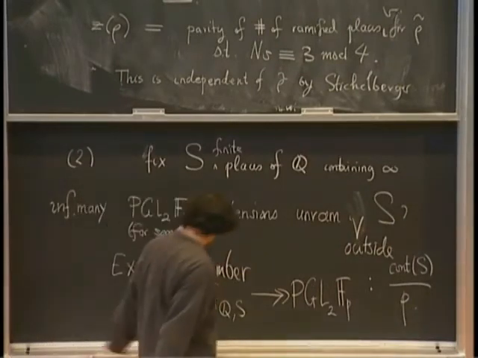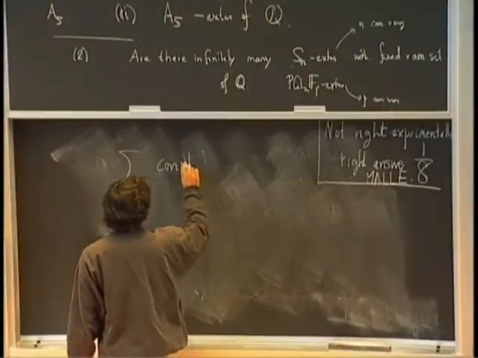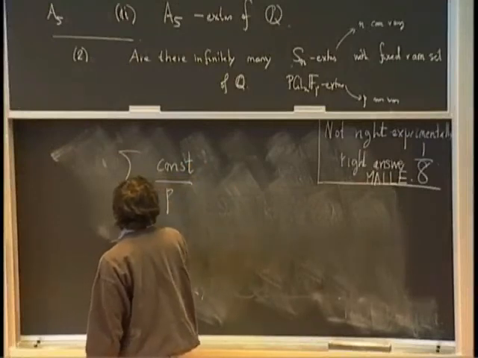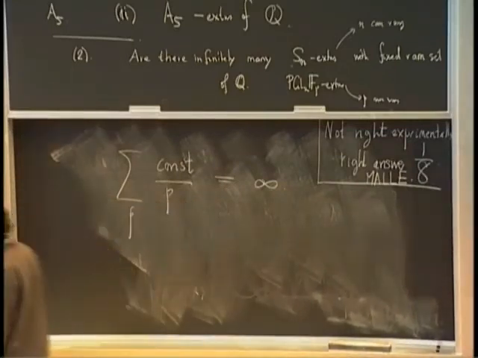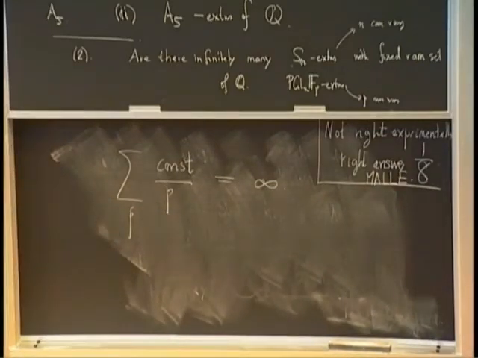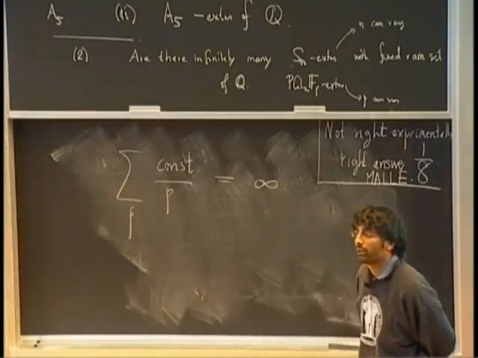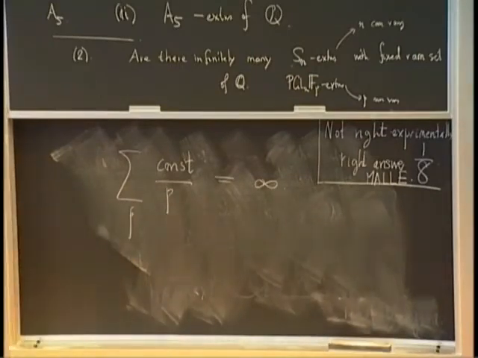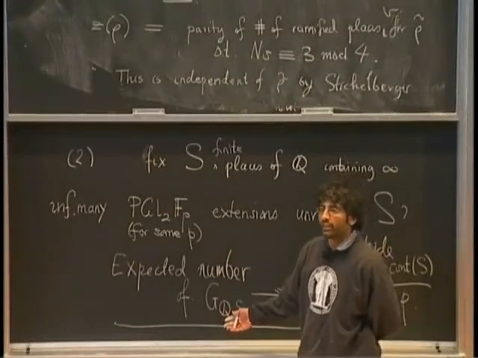Okay, so first thing is, all right, so if you allow yourself all p's at once, you have this sum, some constant over p, so this is certainly infinite. All right, so very heuristically you might expect this to suggest that there really are infinitely many PGL2(F_p) extensions of this type. Now, even this reasoning is even true for S the empty set. And of course there aren't very many extensions which are unramified nowhere.